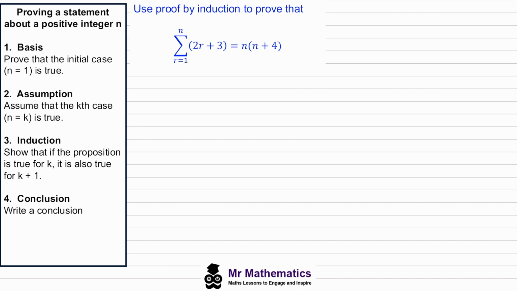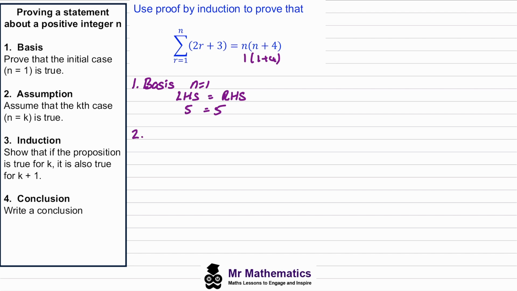So if we look at this example, we've been asked to use proof by induction to prove that this statement is true. So if we begin with our basis, this is where we let n equals 1. And we need to show that the left-hand side is equal to the right-hand side when n equals 1. So we substitute 1 into the left-hand side. So 2 lots of 1 is 2, and then 2 plus 3 is 5. And then we substitute 1 into the right-hand side, where we've got 1 lots of 1 plus 4. 1 plus 4 is 5. So we've shown that this is true when n equals 1.